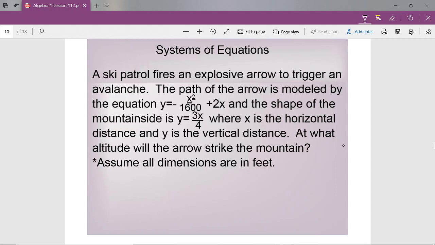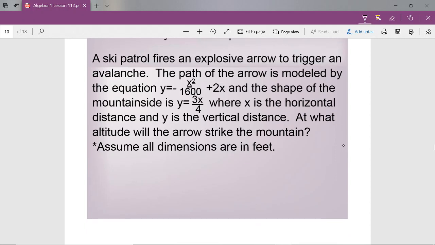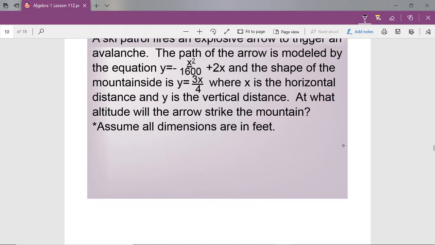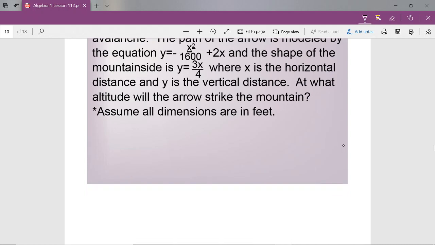So, a ski patrol fires an explosive arrow to trigger an avalanche. The path of the arrow is modeled by the equation y equals negative x squared over 1600 plus 2x. And the shape of the mountainside is y equals 3x over 4, where x is the horizontal distance and y is the vertical distance. At what altitude will the arrow strike the mountain? So we are in feet here.